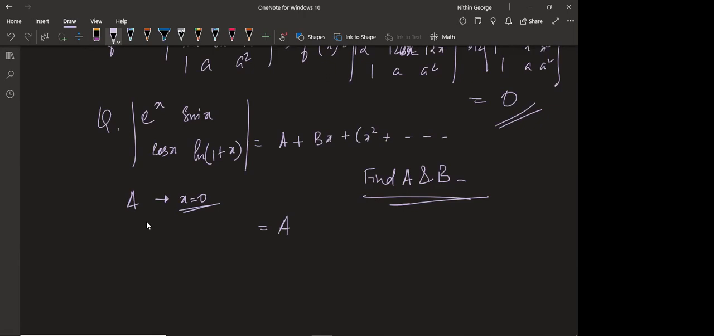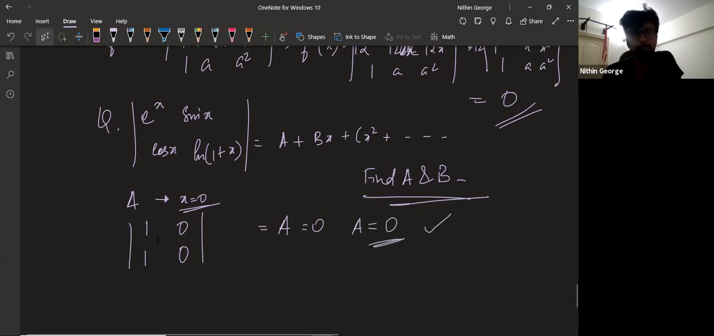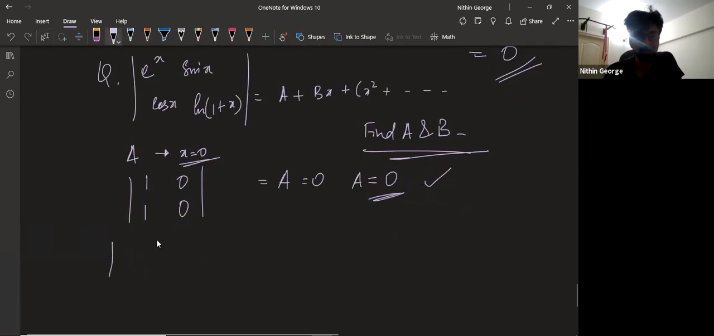Zero, sir. So put x equal to 0 here. That's all. 1, 0, 1, 0. And this comes out to 0. So you can say that a is equal to 0. Fine. Now let's differentiate this. When we differentiate this, what do I get? Let's differentiate the first row. E power x becomes e power x. Sin x becomes cos x. The rest remains the same.